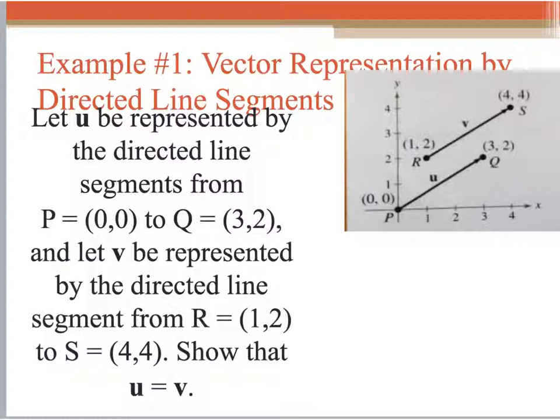So we use the magnitude, and to be honest, the magnitude formula has not been given to you yet. Essentially, the magnitude of some segment would be the square root of (x2 minus x1) squared plus (y2 minus y1) squared.